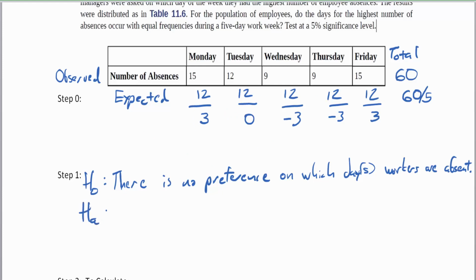The alternative hypothesis, which is H sub A or H sub 1, depending on the book you're using, is basically saying the same thing with a little difference. Instead of saying there is no preference, there is a preference on which days workers are absent. I'm using little quotation marks to basically use the same sentences up above, except changing the word no to a. So the null hypothesis is saying, yep, they're equally distributed. Monday through Friday, we're going to have the same number of workers, usually gone.